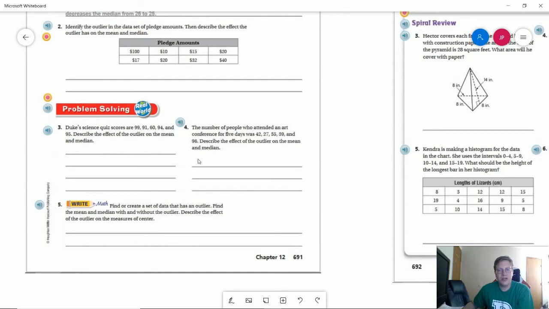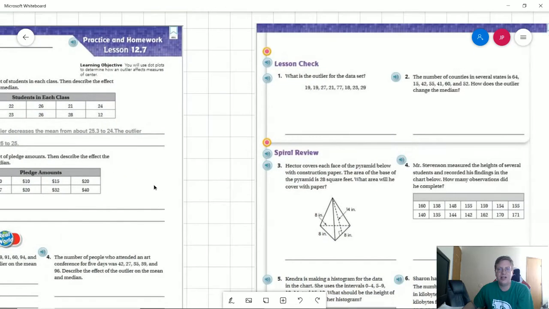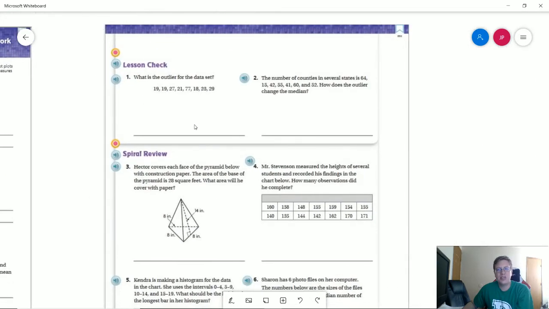Number 4, all they want us to do is describe the effect. So they're not asking you to find and write down the outlier. They just want you to recognize what the outlier is and describe how. So we're basically giving the second part of this problem as the only thing we're asking for here. And then number 1 and number 2, they just want the outlier for number 1 and then how that would affect. So again, if the outlier is larger, that's going to possibly change the median by making the answer smaller.